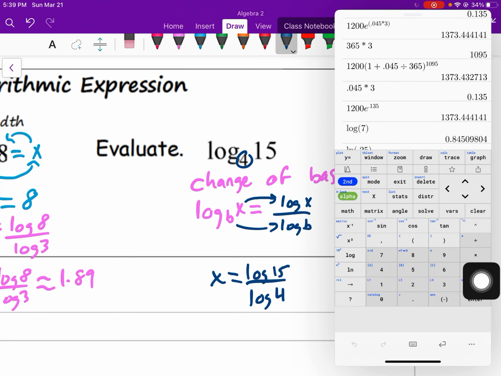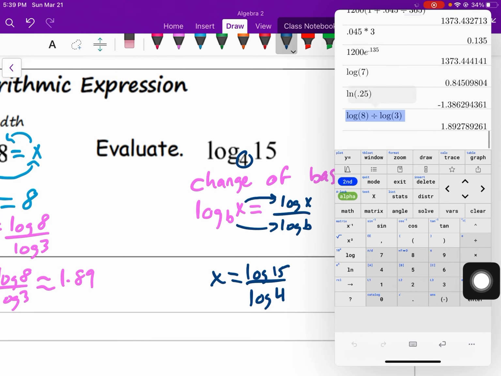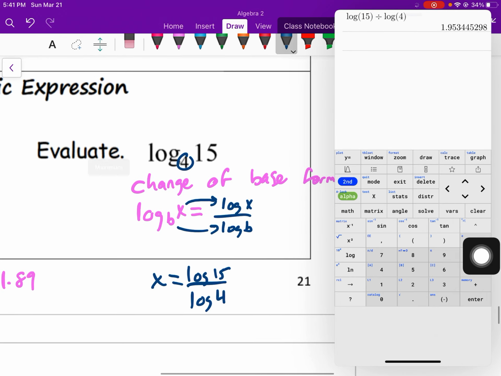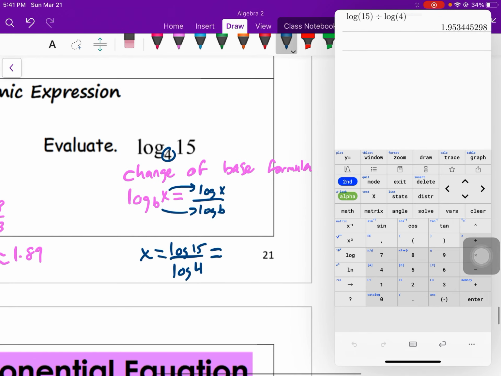So we have log of 15 divided by log of 4. I'll just plug it in. We're approximating, so it's approximately 1.95. That's an approximation.